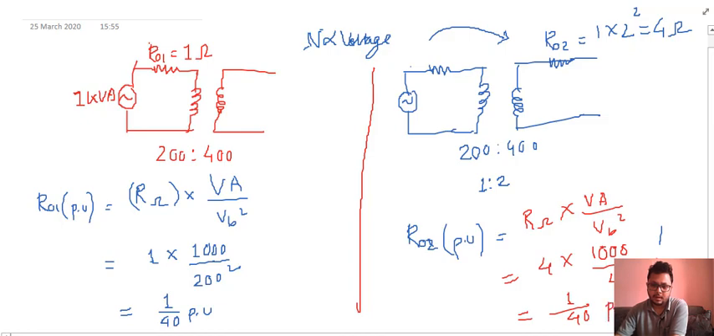per unit. That means what conclusion can we make? In a per unit system, the separate circuits in a transformer do not act as a challenge, because if you work in per unit, in the primary as well as the secondary we get the same value. So this is the importance of the per unit system in the case of a transformer.